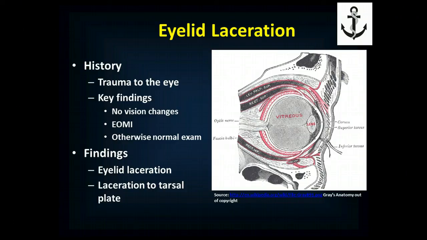A laceration on the outside of the tarsal plate can typically be closed up, although you have to be able to do some pretty fine suturing and be very confident in your skills. If the laceration goes through the tarsal plate, you're essentially creating an open pathway for infection in and around the orbit. And so those need to be repaired by ophthalmologists or plastic surgeons.